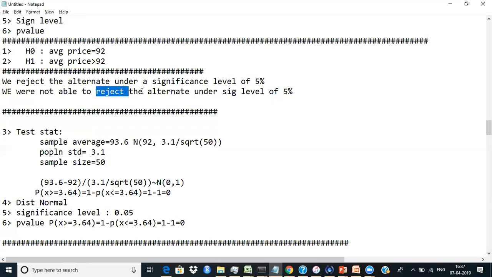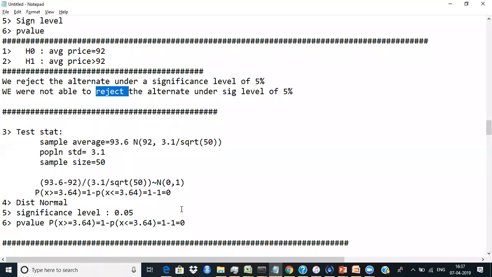And one more question. We took price equal to 92 for the null hypothesis. For the alternate, we took price greater than 92. So that greater than sign is dependent on the sample average value of 93.6? No, the greater than sign is dependent upon the business. The business will tell you what they want to test.